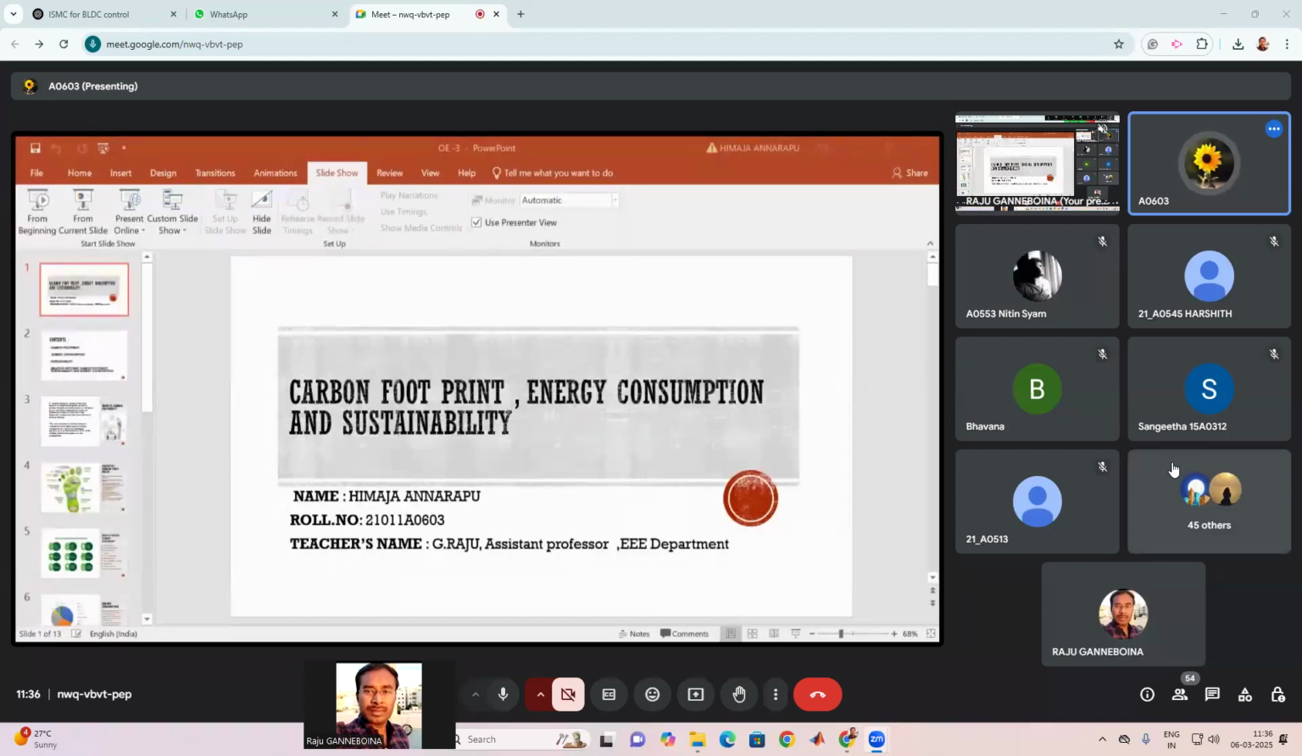Actually, carbon footprint refers to the total amount of greenhouse gases, primarily carbon dioxide, emitted directly or indirectly by an individual, organization, event, or product as a result of their activities. The main causes of carbon footprint are burning of fossil fuels, transportation, industrial processes, and mainly the things which emit carbon dioxide as their product. So, carbon dioxide causes the carbon footprint. So, the causes of carbon footprint are factors contributing to carbon footprint.